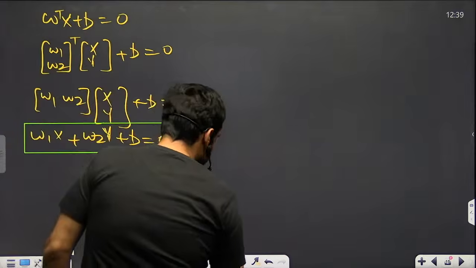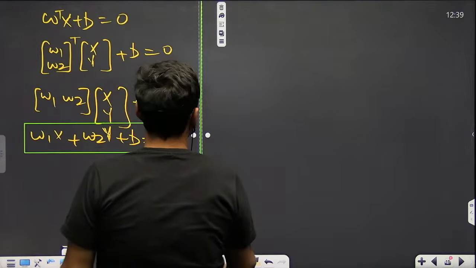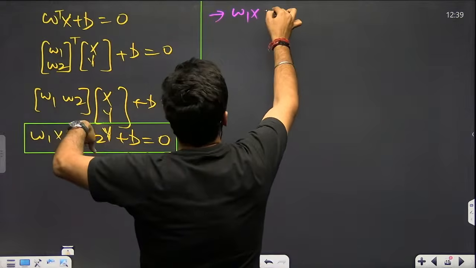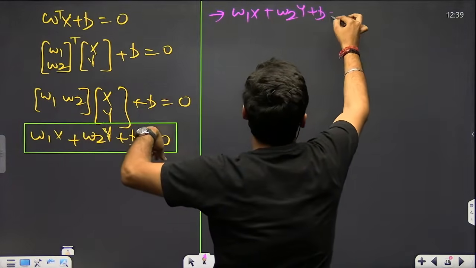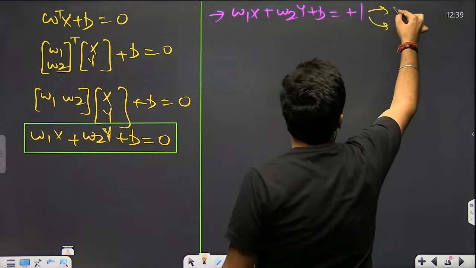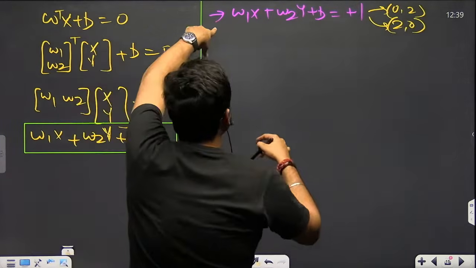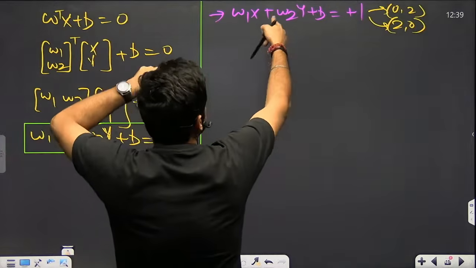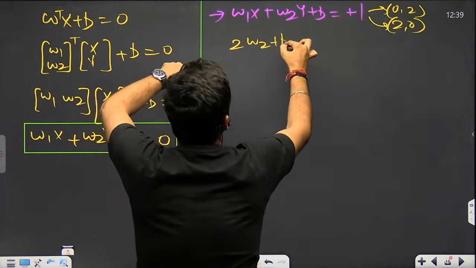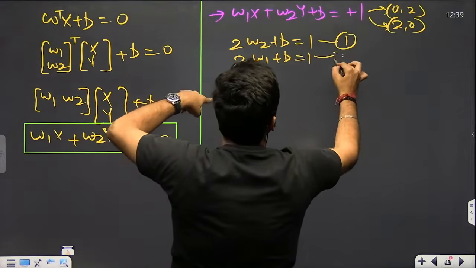So from here I can just write that w1x plus w2y plus b equals +1. For how many points? For 2 points, 0, 2 and 2, 0. So I'll put the first point here: this is for x and that is for y. So 2w2 plus b equals 1, then 2w1 plus b equals 1. These are equation 1 and equation 2.